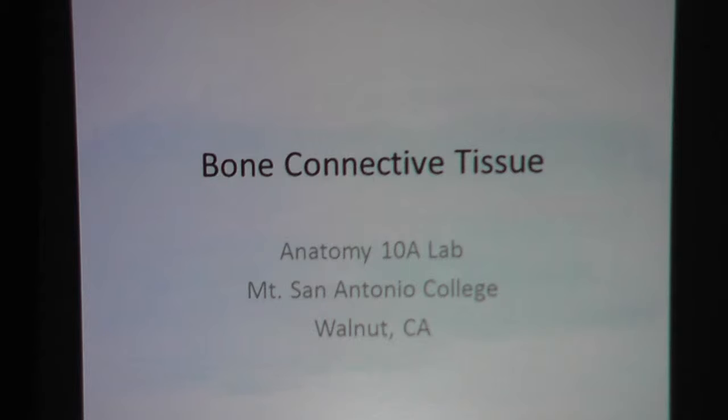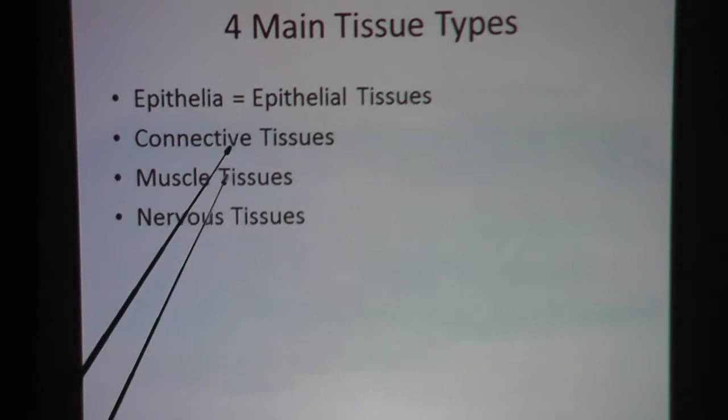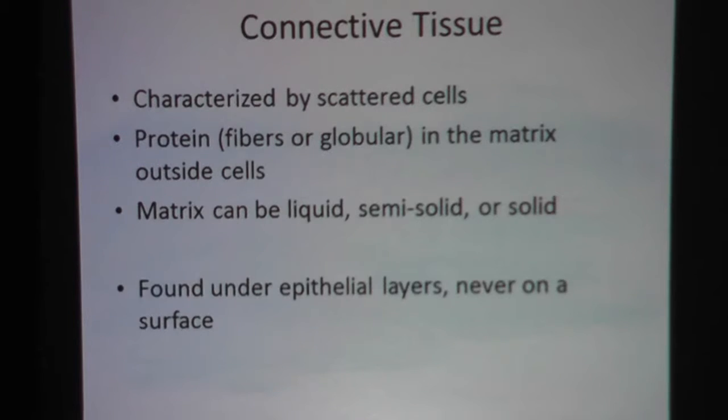Bone connective tissue. This is made for Anatomy 10A lab at Mount San Antonio College. There are 4 main tissue types in the body. We have epithelial tissues, connective tissue, muscle tissues, and nervous tissues.